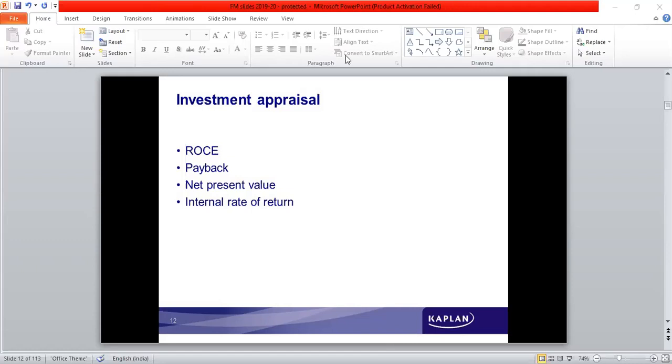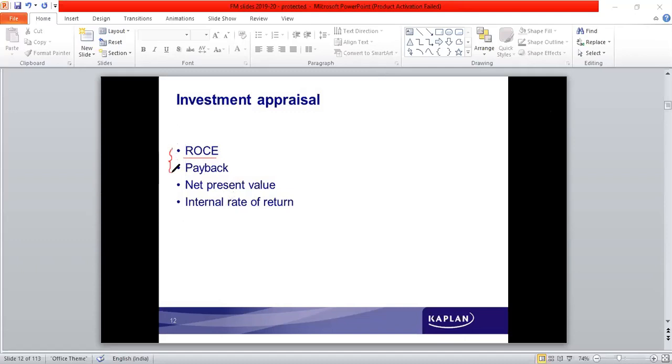The first technique used to find out whether the investment is a worthy investment or not, whether it would prove to be a profitable one, is ROCE. ROCE is also called return on capital employed. Then we have other techniques also, which are payback, net present value, and internal rate of return.